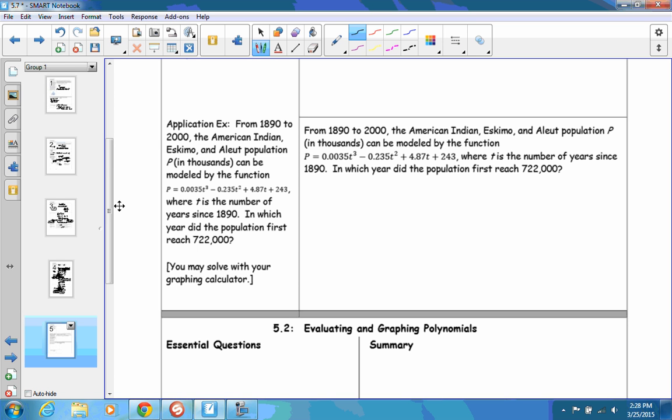From 1890 to 2000, the American Indian, Eskimo, and Aleut population P, in thousands, can be modeled by the function, look at that big scary number. Goodness. Are you gonna synthetically divide any of that, do P over Q? No, you're gonna use a calculator, okay?